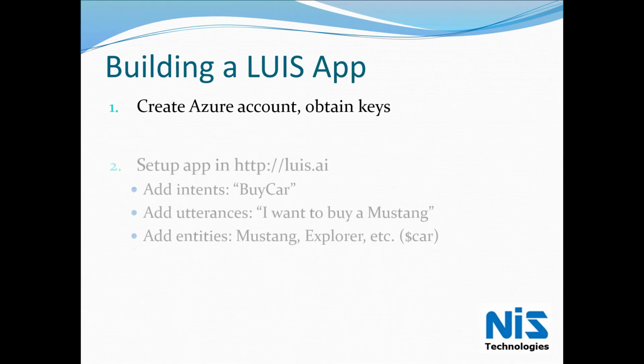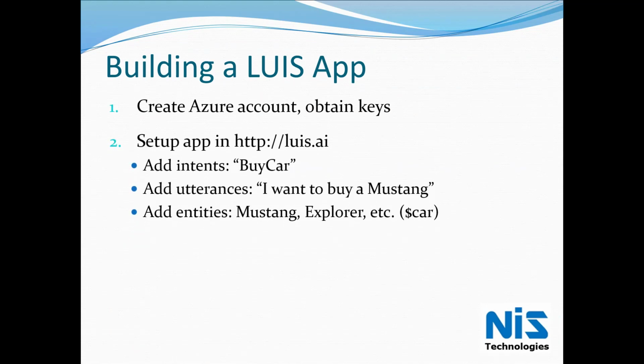Once I create my account, the next thing I need to do is go to luis.ai, which is a different website altogether. And that's where the engine for the API for LUIS is housed. Then from there, I add in my intent, which is to buy a car. I set up my utterances and my entity. And then I simply train my model, and then I test it.